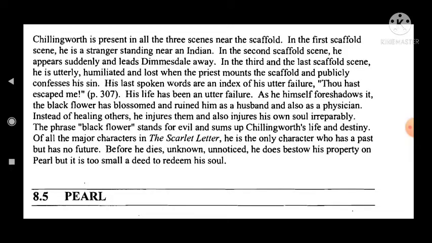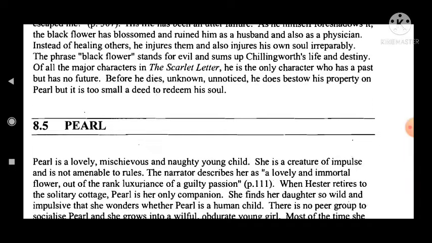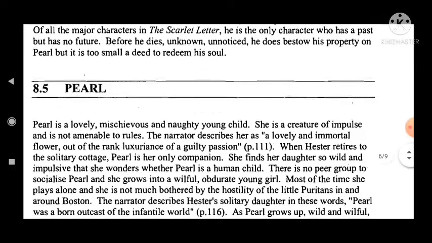As he himself foreshadows it, the black flower has blossomed and ruined him as a husband and also as a physician. Instead of healing others, he injures them and also injures his own soul irreparably. The phrase black flower stands for evil and sums up Chillingworth's life and destiny. Of all the major characters in The Scarlet Letter, he is the only character who has a past but has no future. Before he dies unnoticed, he does bestow his property on Pearl, but it is too small a deed to redeem his soul.